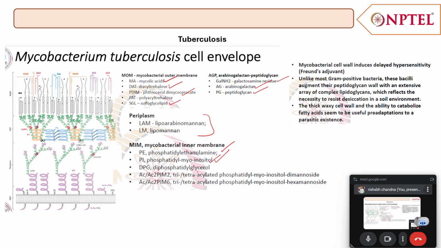Then there are different forms of monocyte, the diamonocyte and the hexamonocyte. These are the different forms of lipid originating outwards from the lipid bilayer. Talking about its cell wall, it induces delayed hypersensitivity. That is why it is used in Freund's adjuvant.